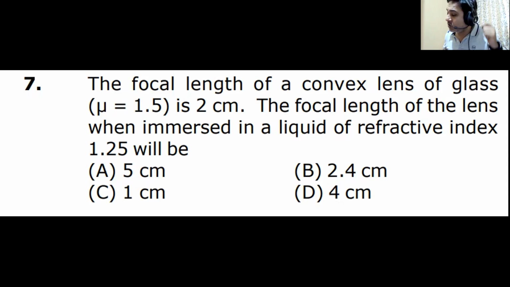The focal length of a convex lens of glass, obviously, in air is 2 centimeters. The refractive index is 1.5, not of air, of the glass. The focal length of the lens when immersed in a liquid of refractive index 1.25 will be how much? 1.25. How much will be the answer? And your time starts now.